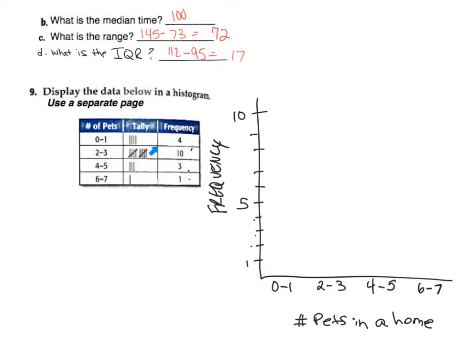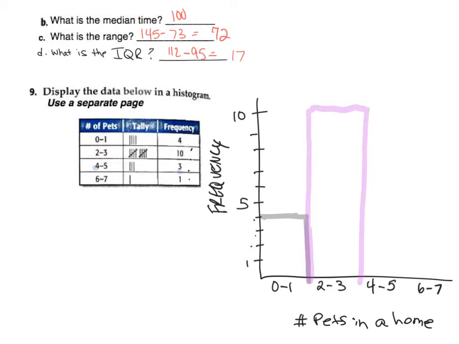When I look to see how to make the bars, I am going to make the bars all together with no spaces between them. 0 to 1 pets, there were 4 total. So I am going to go up to 4, which is right here, and I am going to make a bar. That is my 0 to 1. Between 2 to 3 pets, there was a total of 10. So I'm going to go up to 10, and I'm going to make a bar. Notice that there's no space between them.